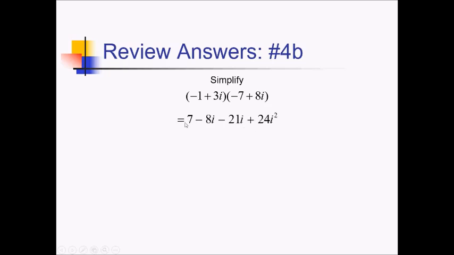So this 7 can stay the way it is for now. These i's here can be combined to give me negative 29i after that 7. And then this 24i squared, well, i squared, we remember, is really negative 1. So this is really negative 24 out there. And then 7 and negative 24 can actually be combined now. So this is going to be negative 17 minus 29i.